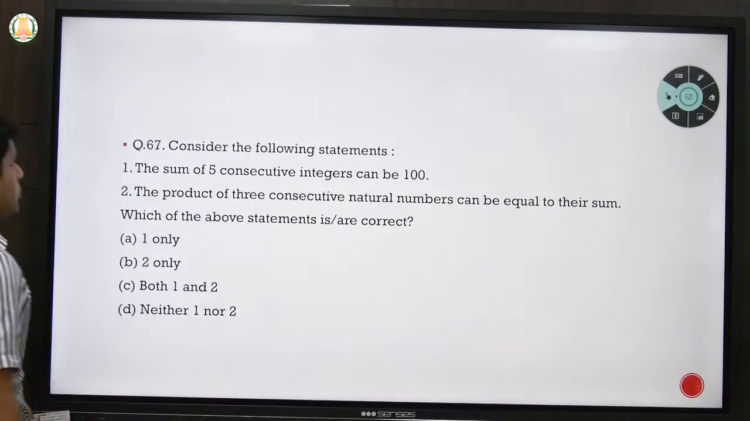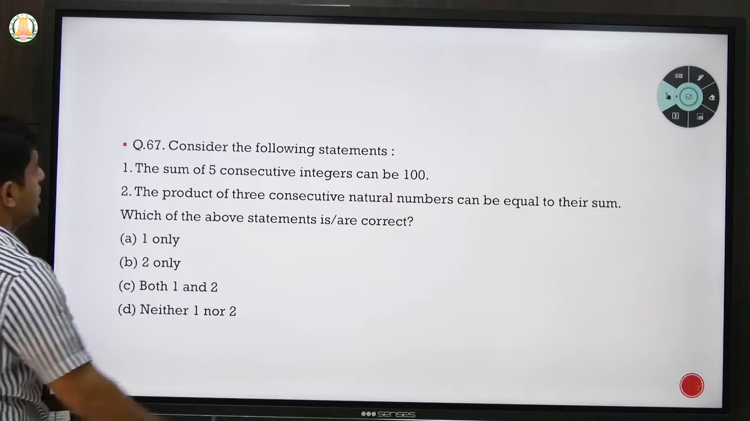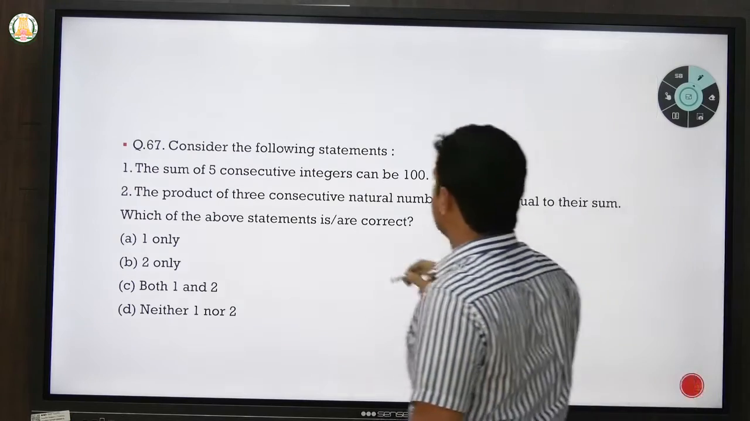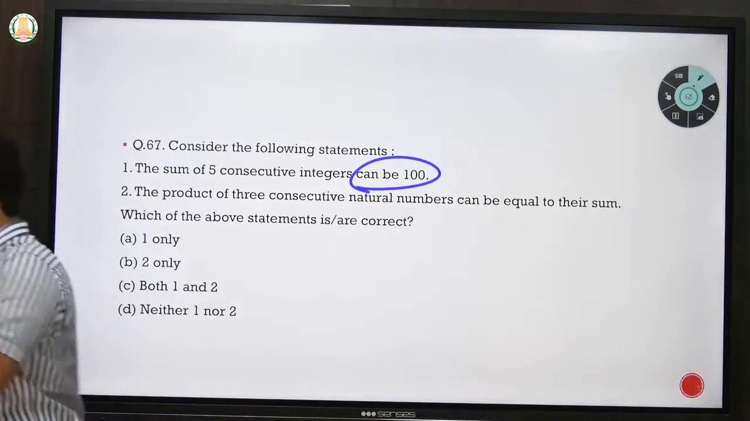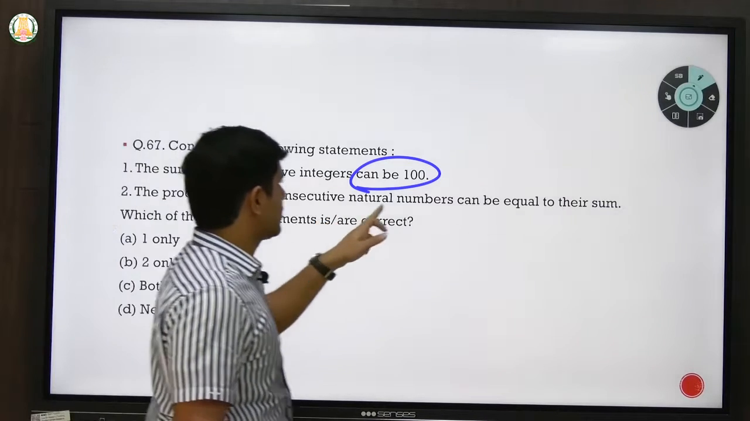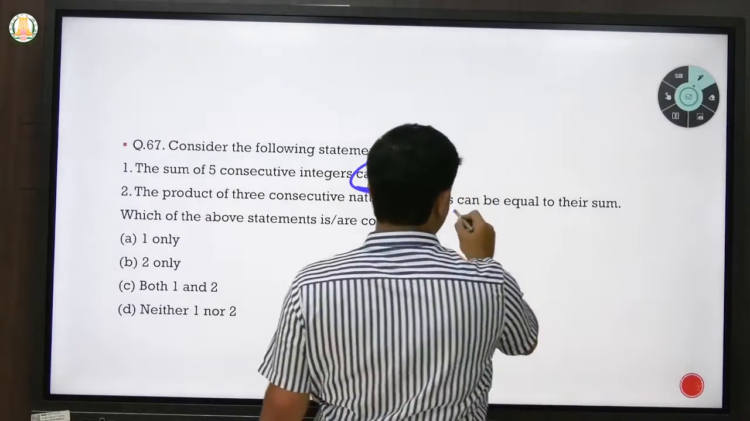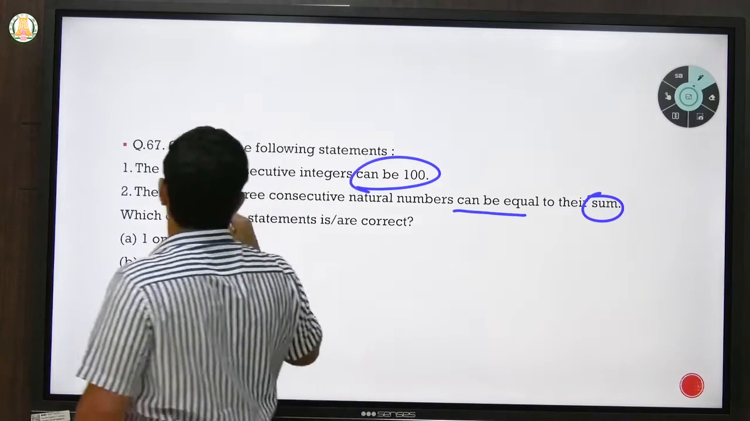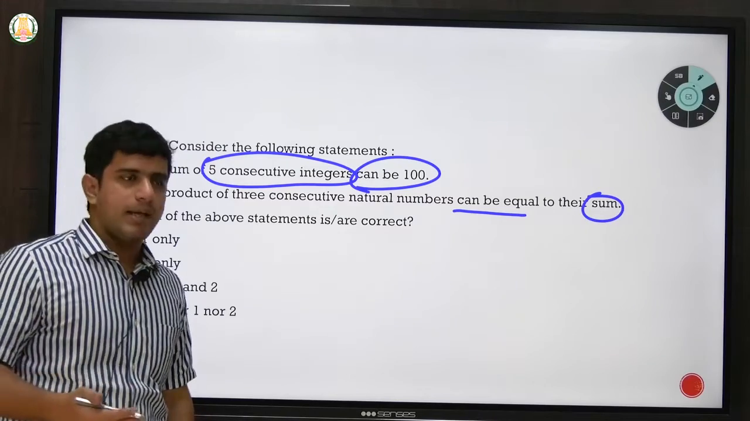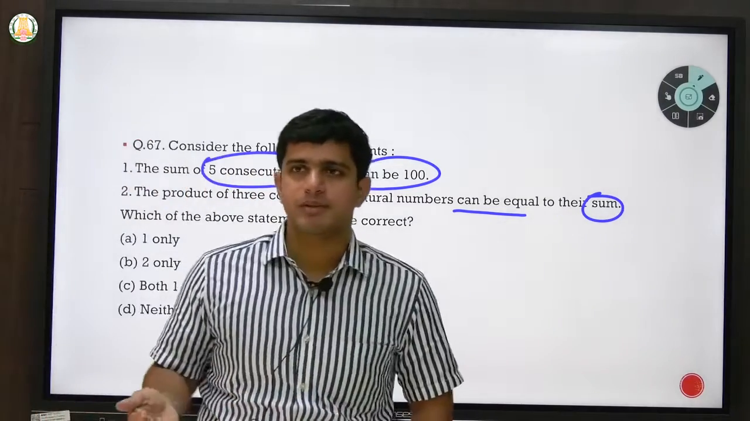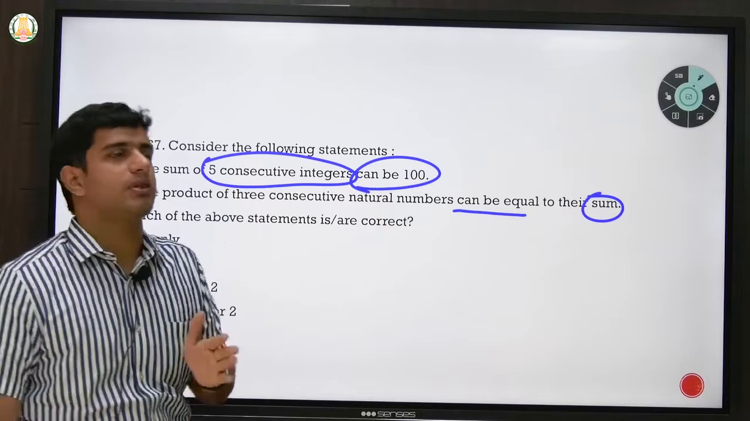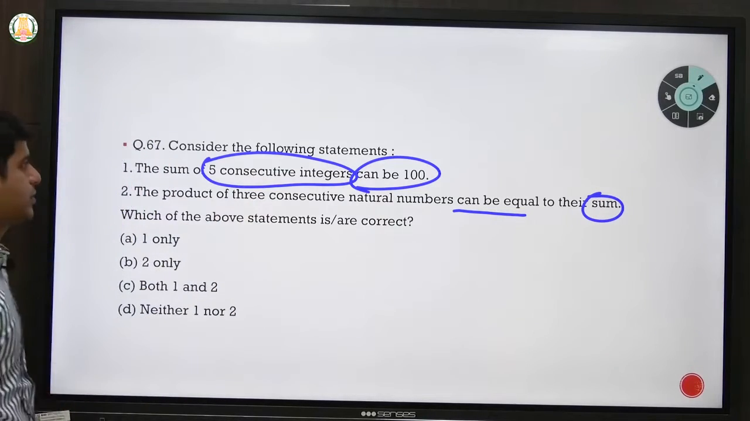So consider the following statements. It says the sum of 5 consecutive integers can be 100, and the product of 3 consecutive natural numbers can be equal to their sum. So understand, what is 5 consecutive integers mean? Integers can be any integers, negative or positive, but they have to be consecutive, next to each other. As we have seen in the consecutive squares, that is what consecutive means, next to each other.